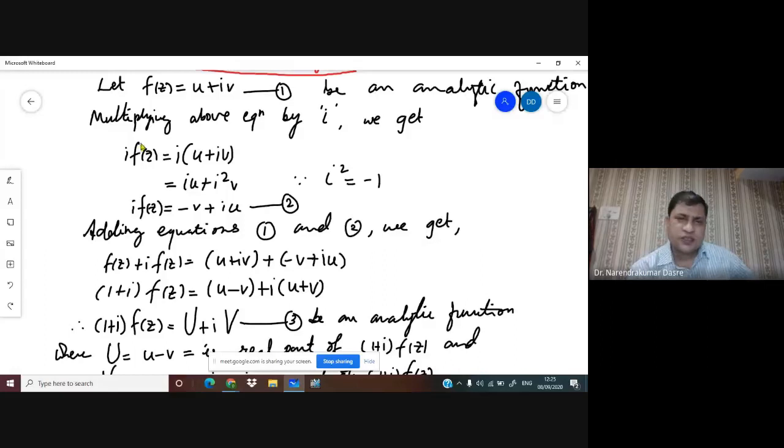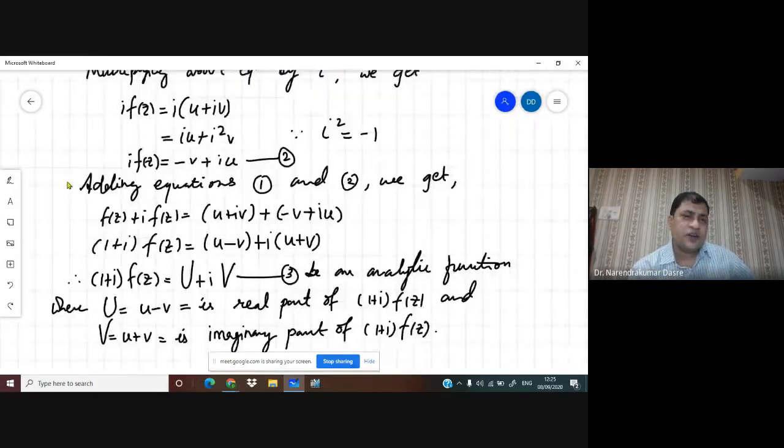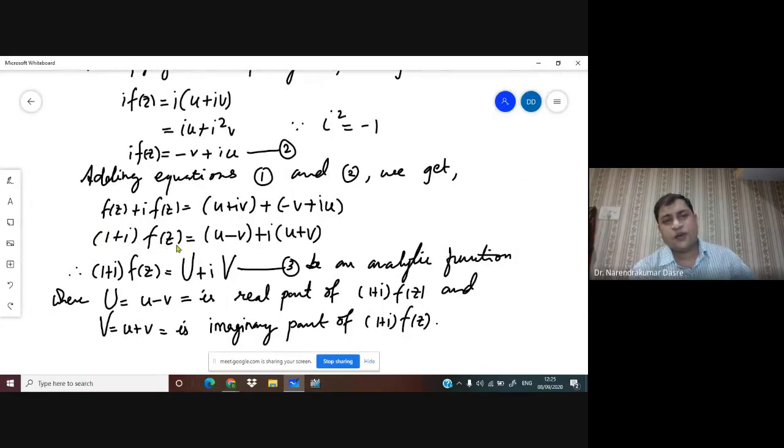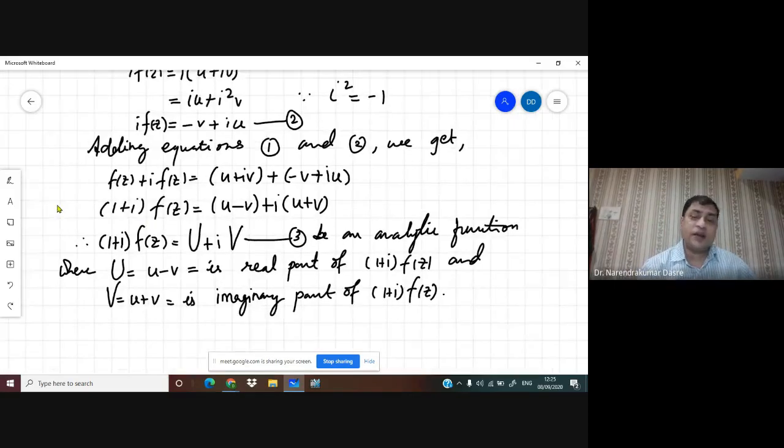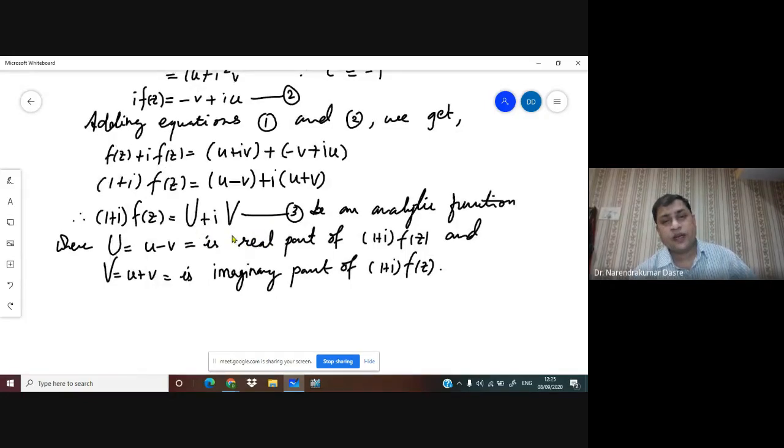So analytic function means what? Its derivative exists. So this is a differentiable function. We know if f(x) is differentiable, then k times f(x) is also differentiable. So if this is a differentiable function, then (1 plus i) times f(z), because this is going to be constant, will be a differentiable function. So if it is differentiable, that means it is going to be an analytic function, and that's why I have declared here that this function is going to be an analytic function. Now if this function is analytic, then capital U, which is u minus v, becomes the real part of this analytic function, and u plus v, which is capital V, becomes the imaginary part of this analytic function 3.